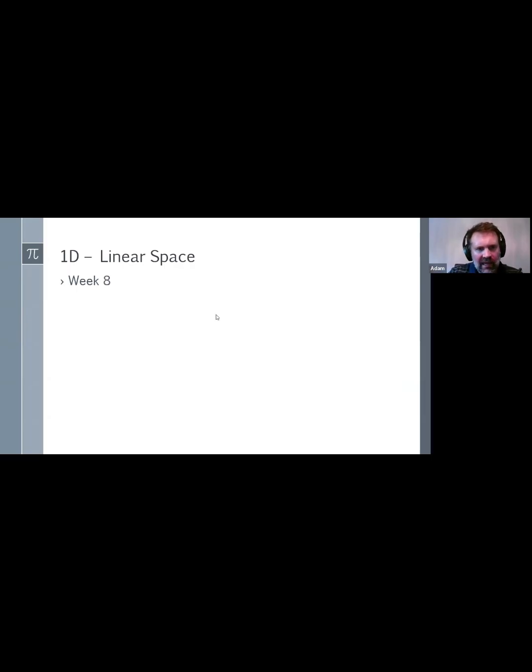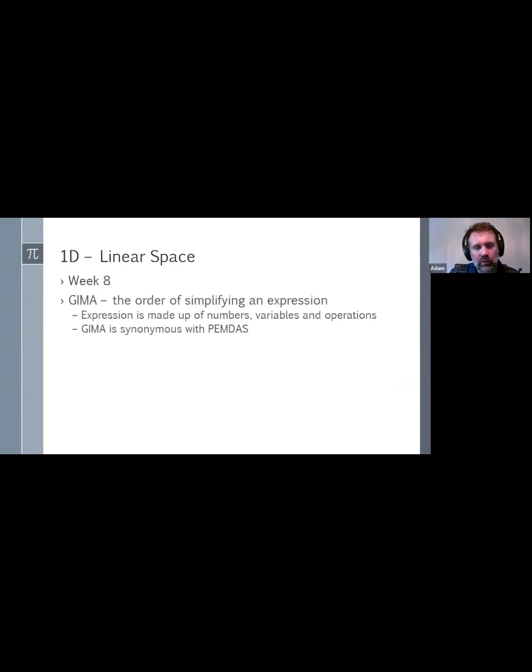So in week 8, we get into equations, and you'll find these two things. One is called GIMA, I don't know if it has a special pronunciation or not. This GIMA is just an acronym for the order of simplifying an expression. So this is important to understand. There's an expression and there's an equation. They're two different things. Expressions are simply made up of numbers, variables, and operations, but they're not equations. An equation will have an equal sign.